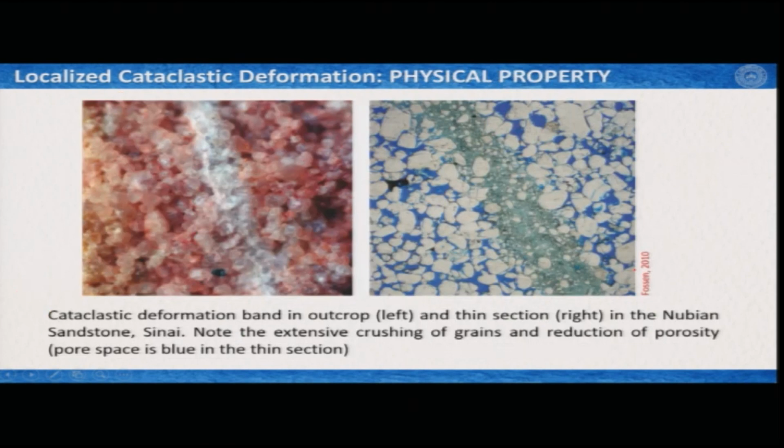Now, let us have a look at some more natural examples, to see why we should be concerned about this kind of narrow localized brittle or cataclastic deformation. What we see here is a field photograph and this is a thin section of the same area. This is about 1 millimeter in the later image.